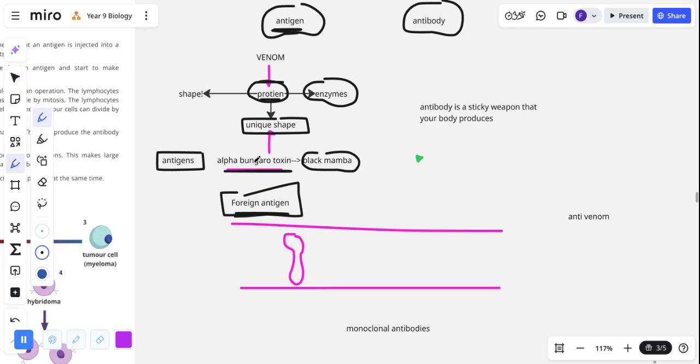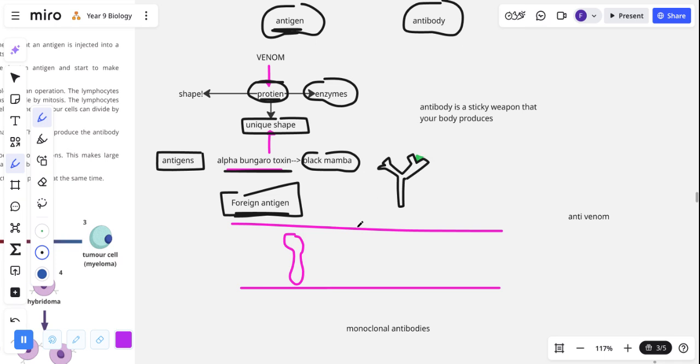If your body had time, it would go, oh, look, something does not belong in me, and it would create an antibody. An antibody is a protein your body makes, and you've got lots of them, and they're a specific shape. So this antibody fits alpha bungarotoxin.